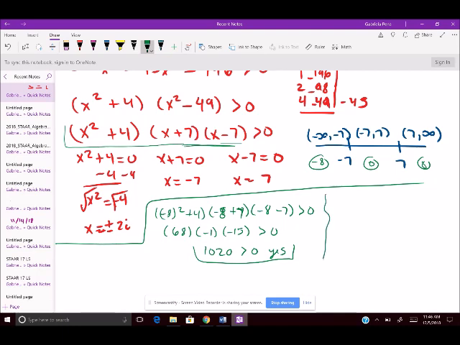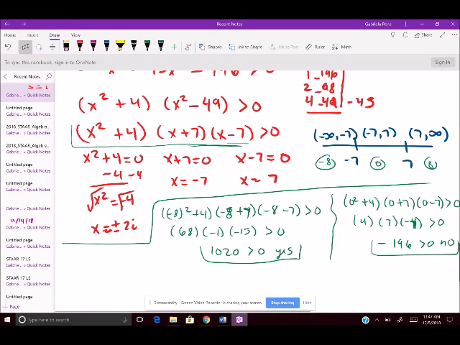If I use the 0, 0 squared plus 4, 0 plus 7, and 0 minus 7, is that going to be greater than 0? Well, this is just a 4. This is a 7. This is a negative 7. And right away I heard a no because it's going to be a negative answer, right? Yes. So this is a no. Very good.